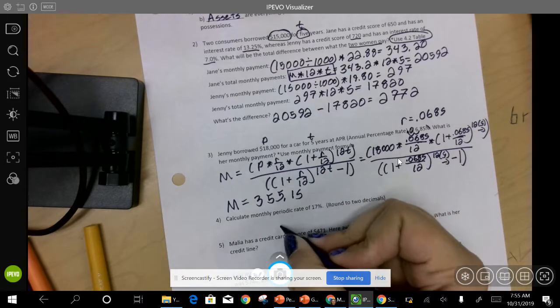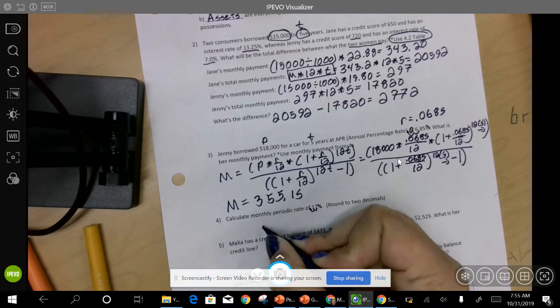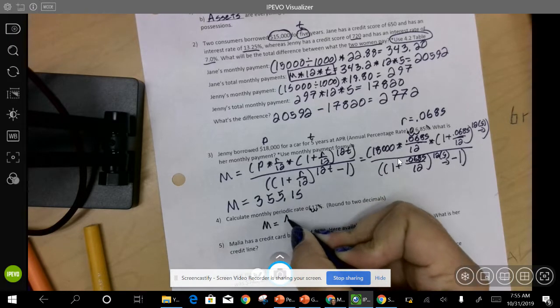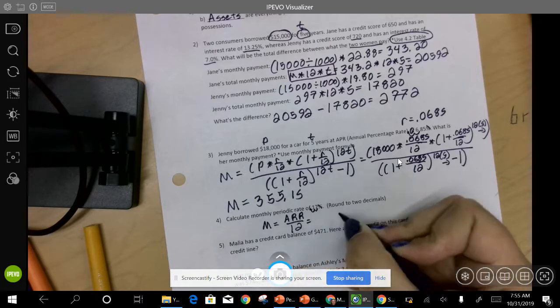This one, calculate the monthly periodic rate. So we take 17%, drop the percent sign to the left. So remember, monthly percentage rate is going to be equal to the annual percentage rate as a decimal divided by 12.